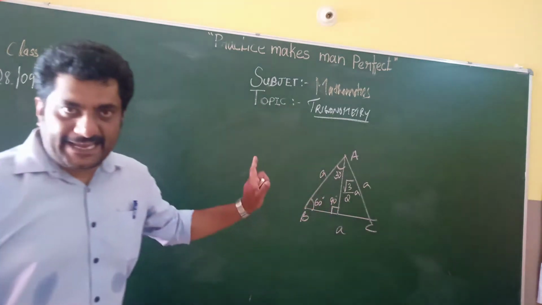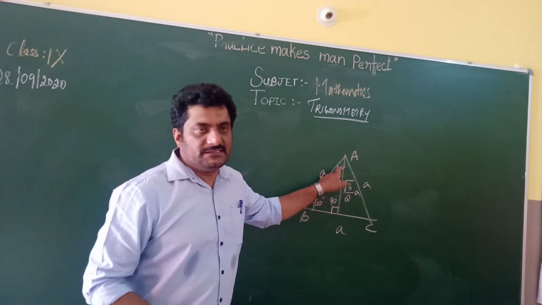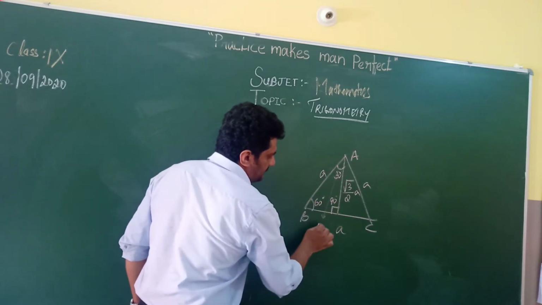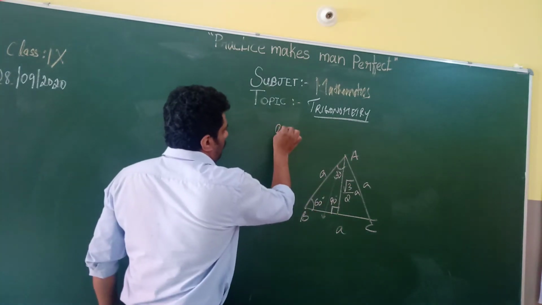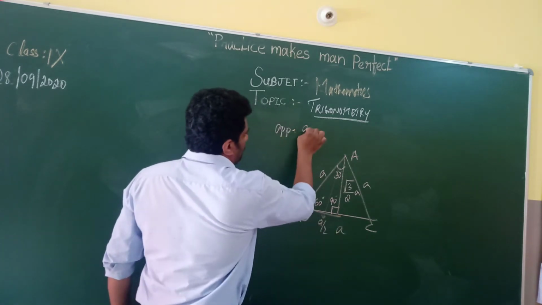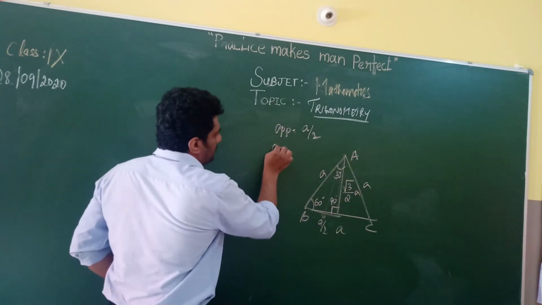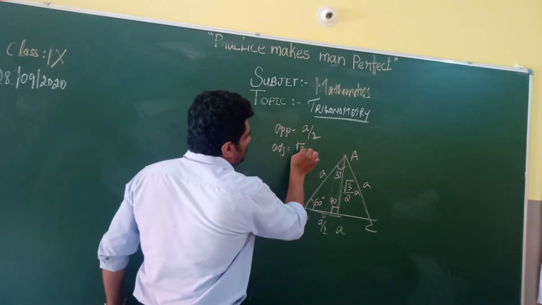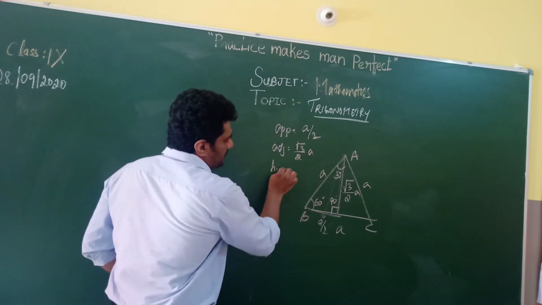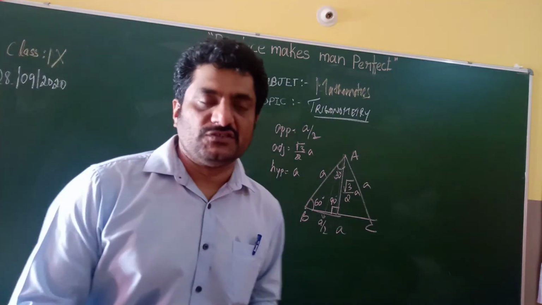Now we are doing the same thing, and we are taking with respect to 30 degrees. Now with respect to 30 degrees, opposite is a by 2. And this is adjacent. Adjacent is root 3 by 2a. And then hypotenuse is a. Based on this, let's get the values of sine.